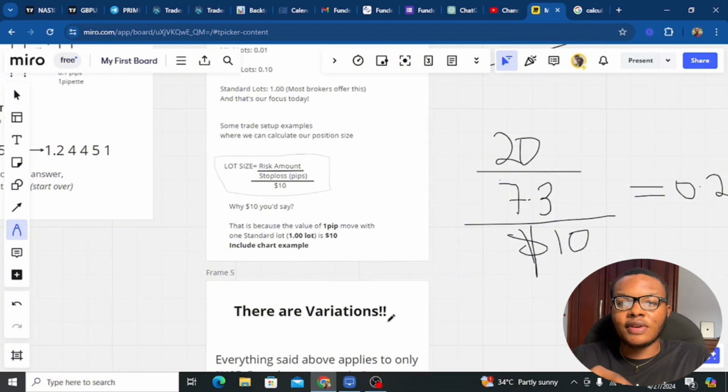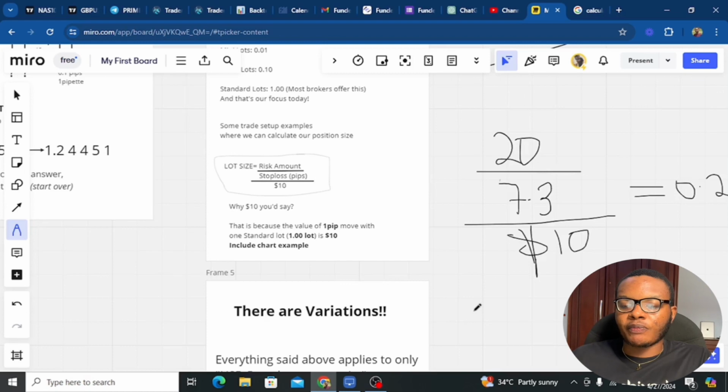Now that is very important for us to calculate our lot size, because our lot size is for us to be able to know how much we want to lose when this trade goes against us. So if we have $20, we can't be using one lot size if you only want to lose $20 and your stop loss is 2 pips, or 3 or 4 pips. So that is why we're using $10. That's where the $10 is coming from.